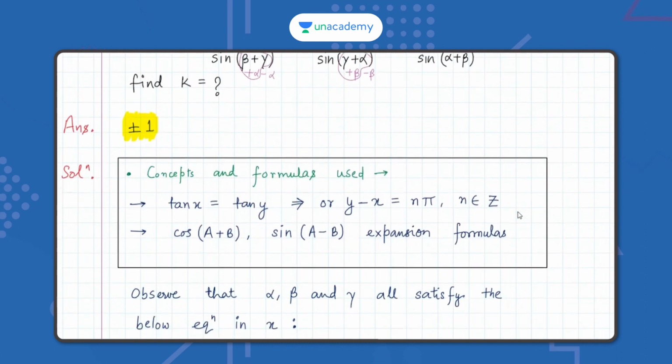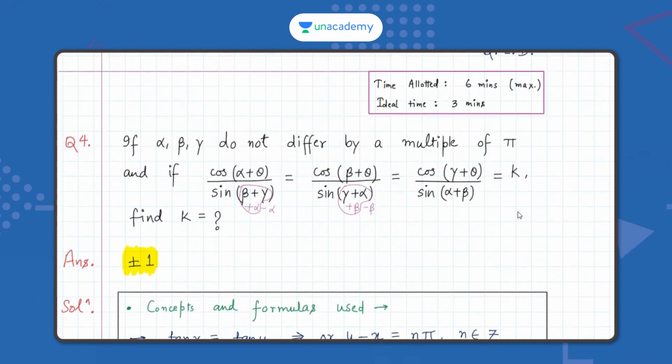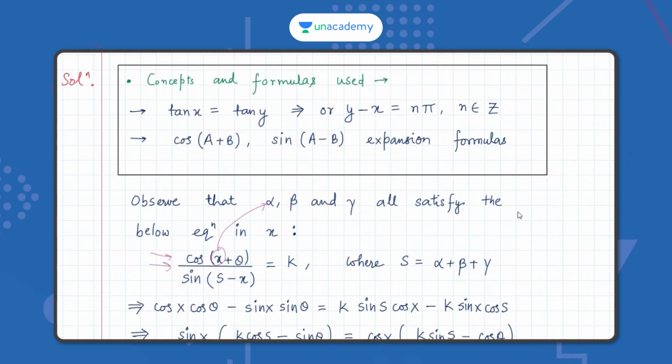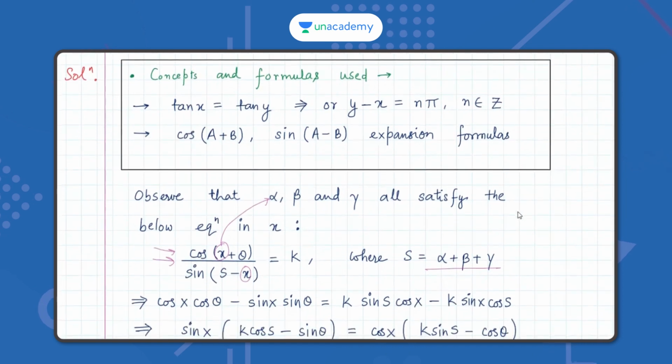So for example, if in place of X you put alpha, what do you get? In the numerator, you get cos of alpha plus theta. And here also we are having cos of alpha plus theta only. And when you put alpha here, what is S minus alpha? Clearly it would be beta plus gamma. S minus alpha would be beta plus gamma. So in the denominator we get sine of beta plus gamma, and sine of beta plus gamma is the denominator in the first term, and that entire thing is obviously equal to k, and here also that is equal to k only. So indeed alpha satisfies this equation.